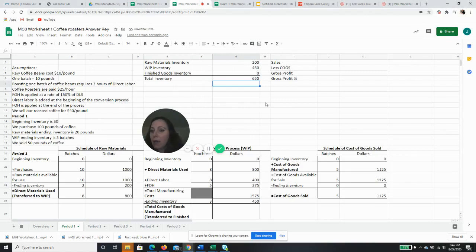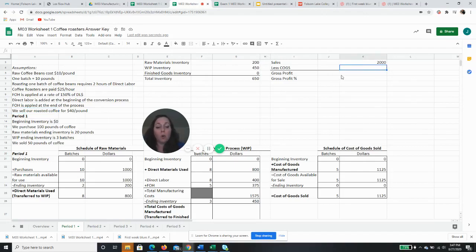Okay. Then my sales. So I sold 5 batches. To calculate my sales, I know there are 10 pounds per batch. So 5 batches times 10 pounds per batch times $40 a pound is my sales price. So my sales dollars were $2,000. 5 batches times 10 pounds per batch times $40 per pound.